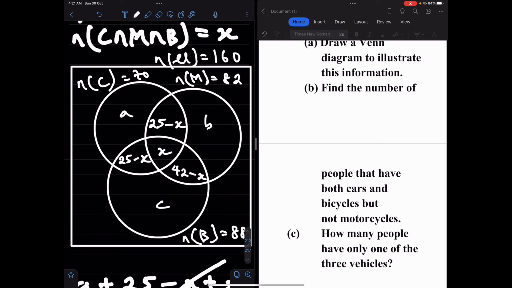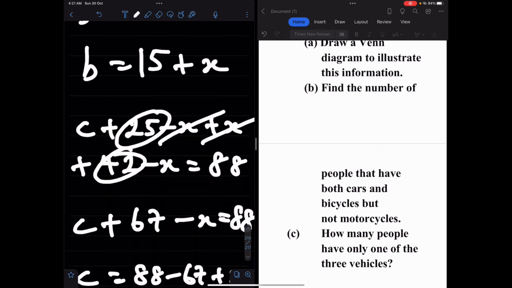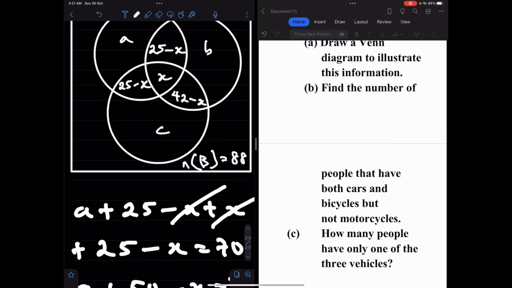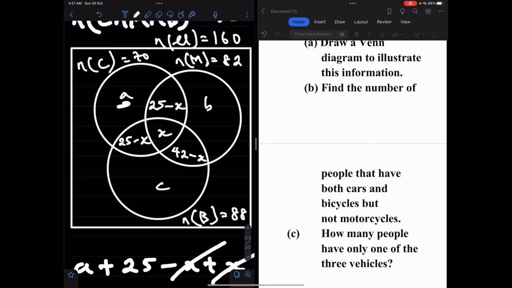That's the number of people that have both cars and bicycles but not motorcycles, represented by 25 minus x, but I need to know x to be able to do that. So how do I now find x? If I add everything together, a plus 25 minus x plus 25 minus x plus b plus 42 minus x plus c will be equal to 160, and that's what I'm going to do to find x.